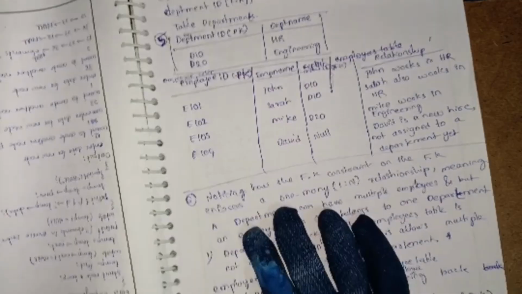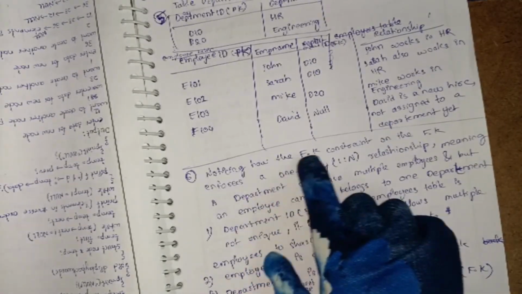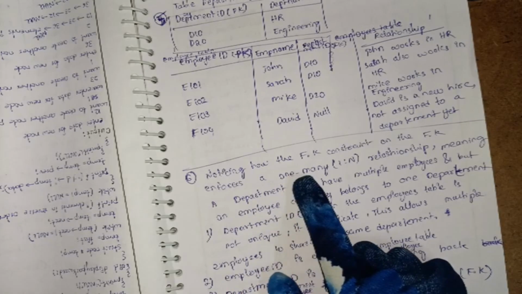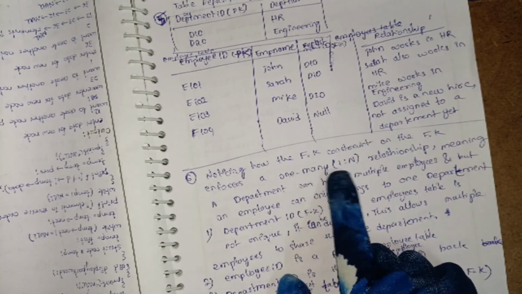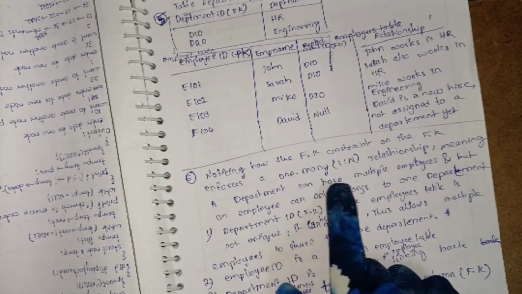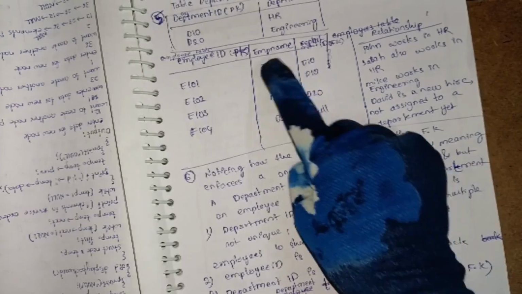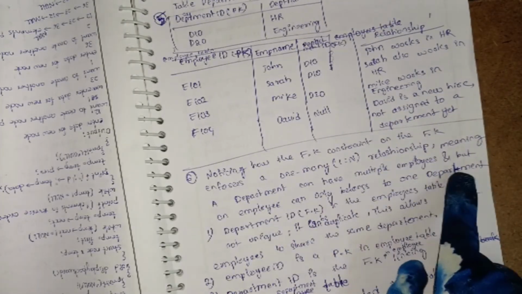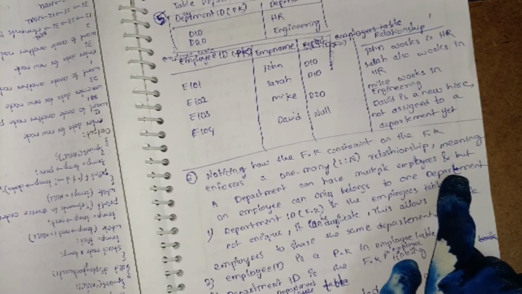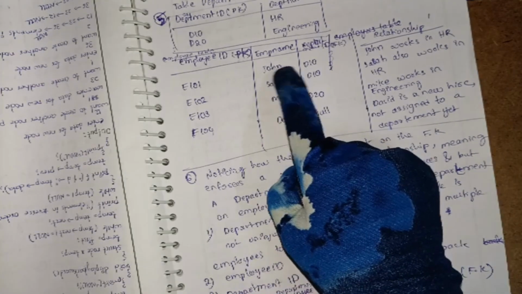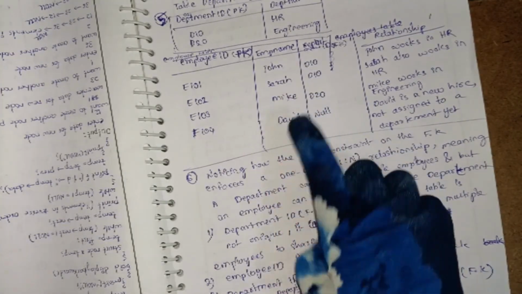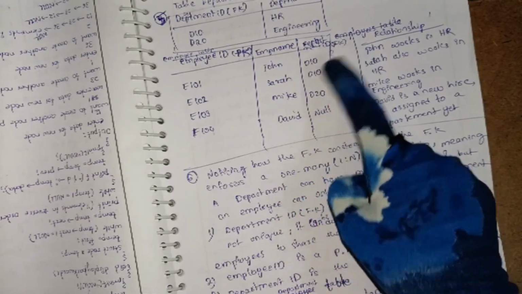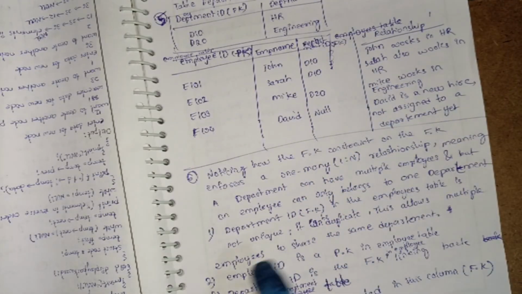Then notice how the foreign key constraint on the foreign key enforces a one-to-many relationship, meaning a department can have multiple employees, but an employee can only belong to one department. An employee can belong to only one department, not more than one, like D20 and D30. Not like that.